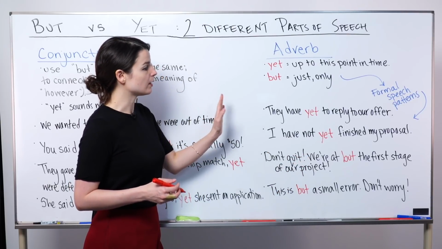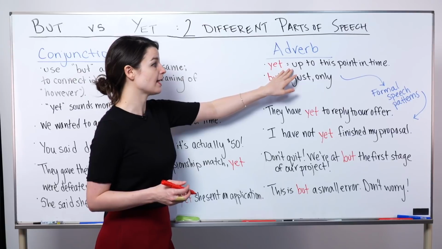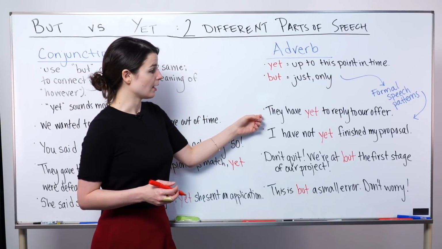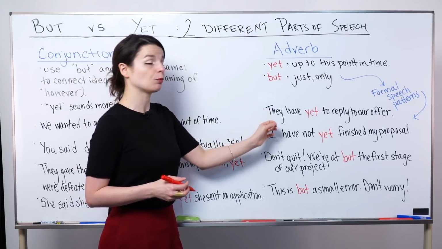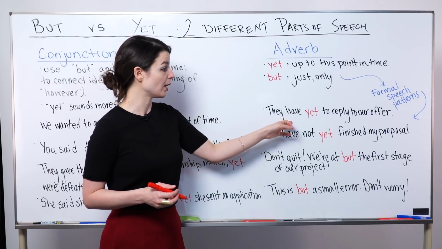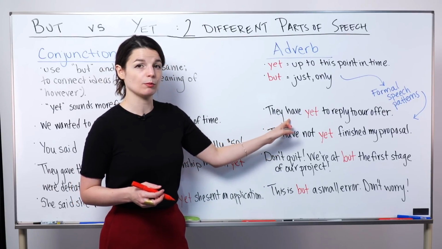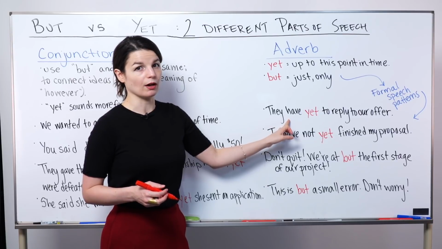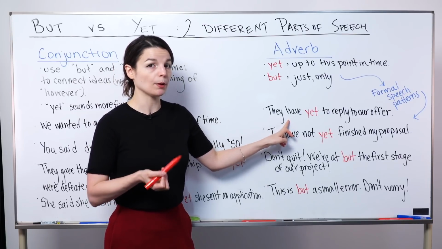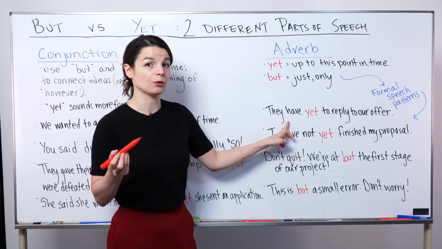First, let's look at using yet. As I said, yet as an adverb means up to this point in time. Here, they have yet to reply to our offer. They have yet to reply to our offer. So another way to say this would be they haven't replied to our offer yet. That's another way to say it. That's probably the more common way to say it. They haven't replied to our offer yet.